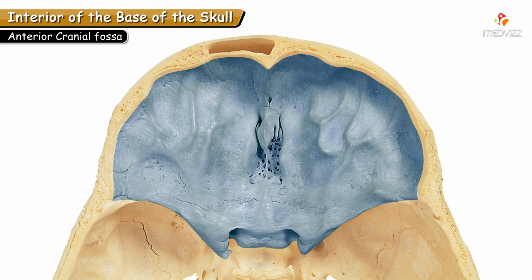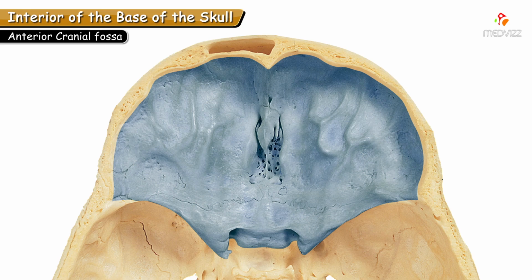Have a look here, the anterior cranial fossa, which is present anteriorly. On each side of this fossa it is formed by the roof of the orbit, and in the midline anteriorly it forms the roof of the nasal cavity. Let's see the features of this part one by one. We know now that on each side the anterior cranial fossa is formed by the roof of the orbit.